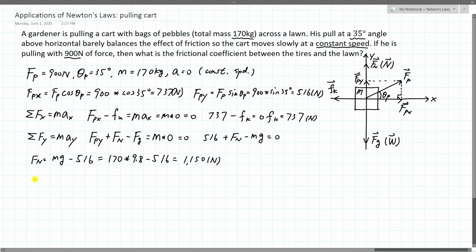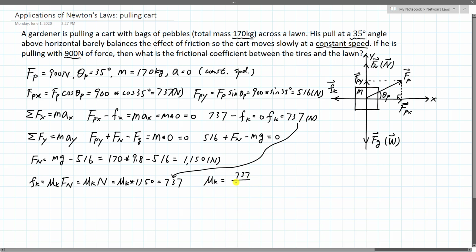Recall how friction is related to normal force. Kinetic friction is the kinetic coefficient of friction times normal force. Sometimes this is also written as coefficient times the big N, because here big N and Fn are the same normal force. They're just different symbols. So we have coefficient times 1150, and we already know friction from here, 737. So let's just draw this line here to indicate we already know that.